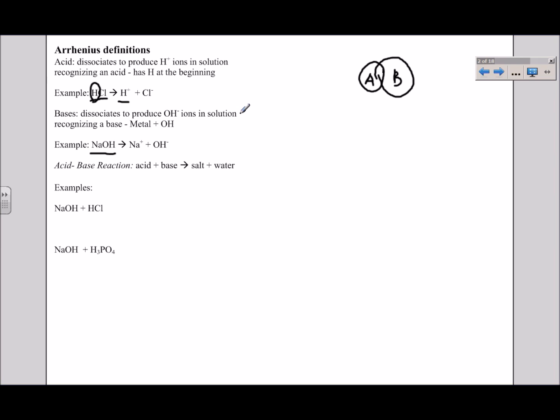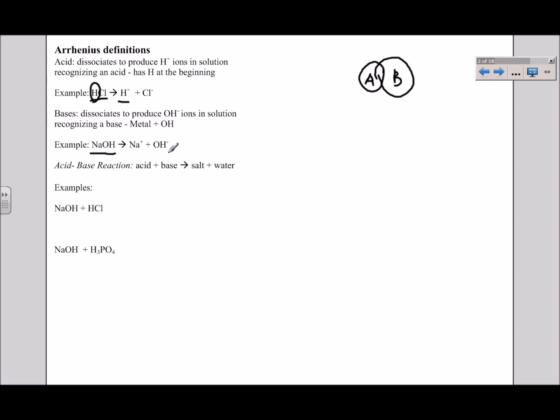Bases, by Arrhenius' definition, following the same process, looking at how it dissociates, produce hydroxide ions in solution. You'll recognize a base that fits an Arrhenius definition by having in the formula a metal and a hydroxide. So when this dissociates, it breaks up into the metal ions and the hydroxide ions.